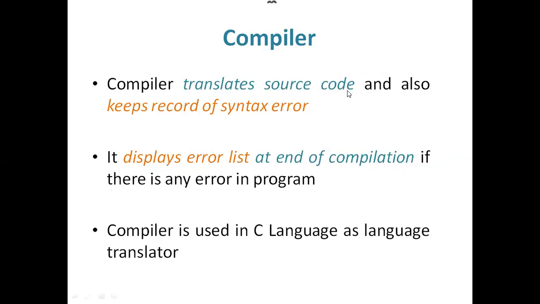The compiler translates the source code and also keeps a record of syntax errors. By syntax error, we mean that there is some error in the syntax or structure of the program which you have written. If there are errors in your program, the compiler will also display the error list at the end of compilation. Your code will not be translated into object code until you remove those errors. The compiler is used in the C language as the language translator.